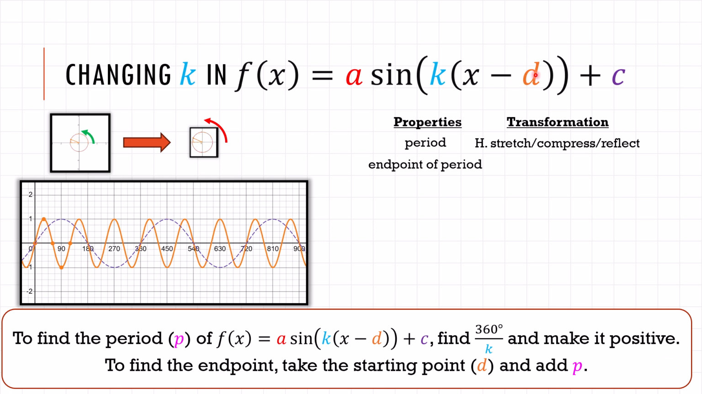Remember, D tells us exactly where the function starts. If we know how long one period is, we can just take the starting point, in this case it would be 0, and add one period, add p. 0 plus 120 would get us to 120. So that is the end point of one full cycle.